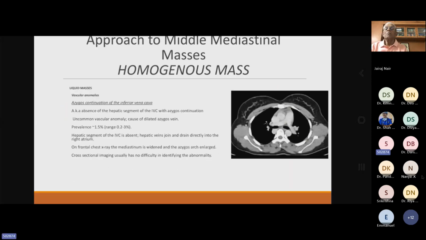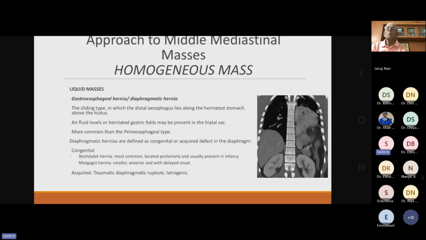Azygous continuation of the inferior vena cava, which is because of the absence of the hepatic segment of the IVC with azygous continuation. It's an uncommon vascular anomaly caused by a dilated azygous vein. Its prevalence is only 1.5%. The hepatic segment of the IVC is absent, and hepatic veins join and drain directly into the right atrium. On frontal chest X-ray, the mediastinum is widened and the azygous arch is enlarged. Cross-sectional imaging usually has no difficulty in identifying the abnormality.